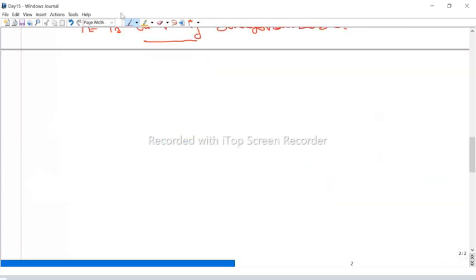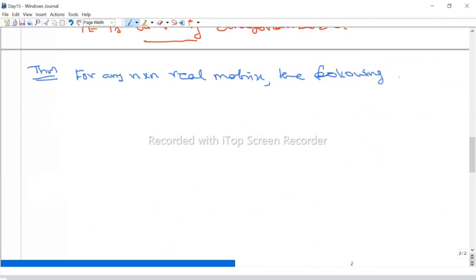Now for the real case, what is the special real matrix? The special matrix is the symmetric matrix. Therefore, we can state as a theorem: for any n by n real matrix, the following statements are equivalent. That is, one implies two, and two implies one.